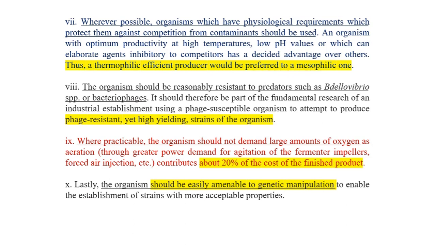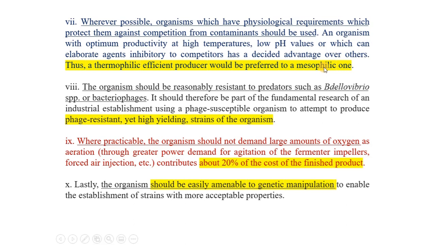For example, the first one is the physiological requirements: temperature, pH and all. An organism with optimum productivity at high temperature, maybe if you are producing it at normal room temperature or otherwise at extreme high temperatures or very low pH value, that is more stable when compared to all the other components. So if it is there, maybe you can use the thermophilic efficient producer, because that is more thermostable when compared to a thermolabile organism. And if you have two options, choose the thermophilic efficient producer, which would be preferred to a mesophilic one.